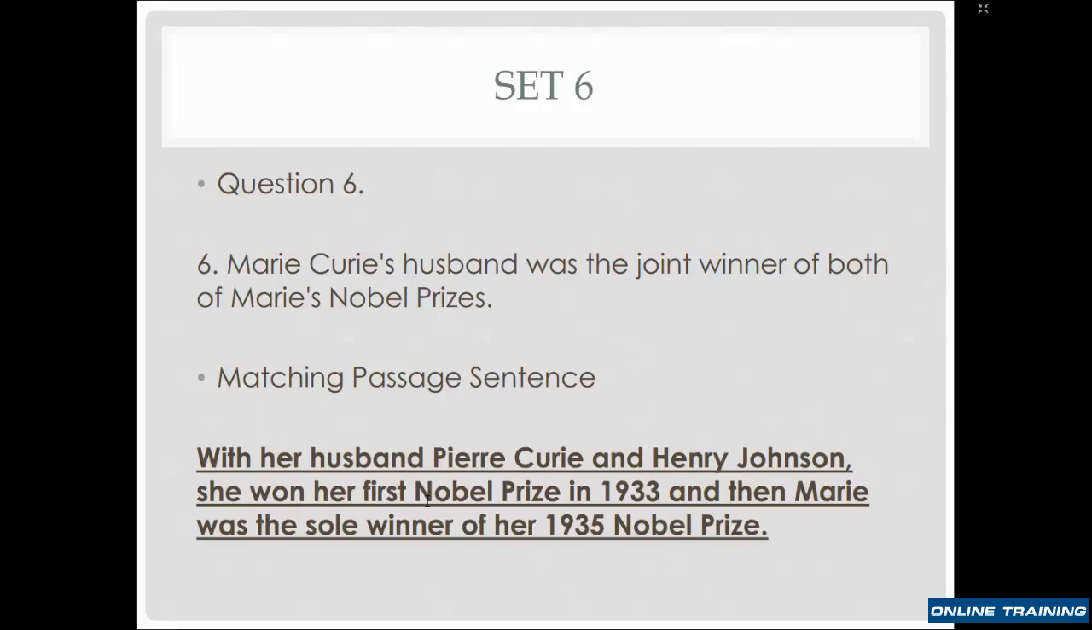So, number 6 is an example of false. Because the question says her husband was the joint winner of both. But when we look at the passage sentence, it says her husband won the first one with her, but the second one she won by herself. So he was not the joint winner of both. The information is different. So this is an example of false.